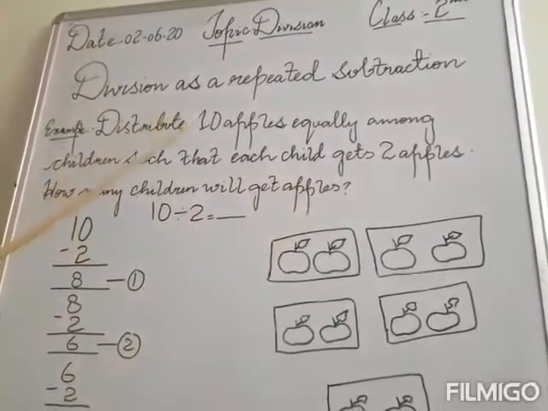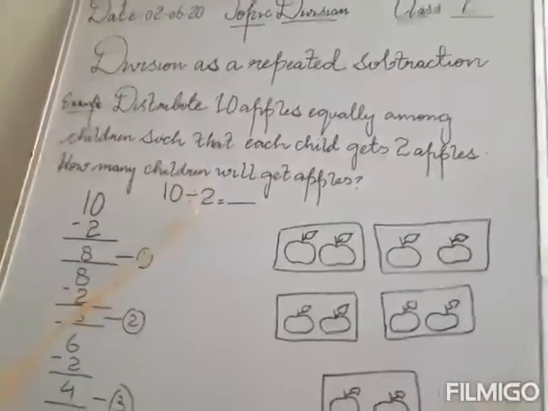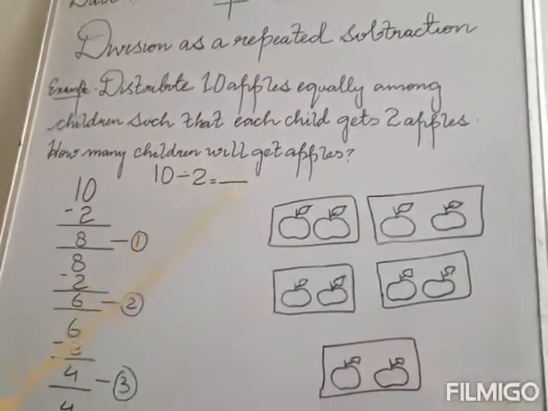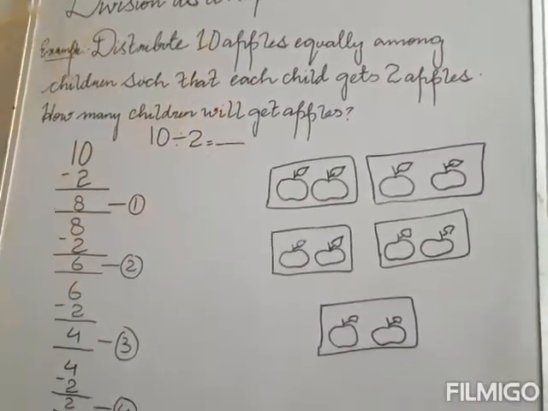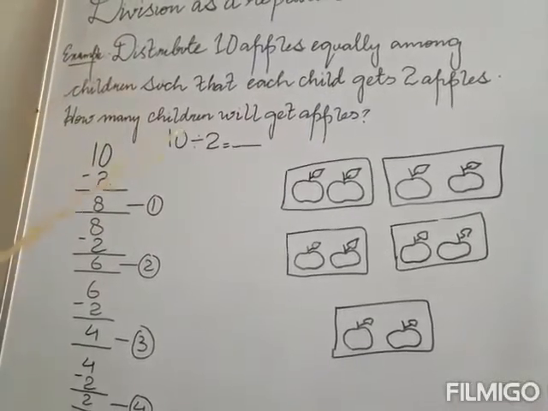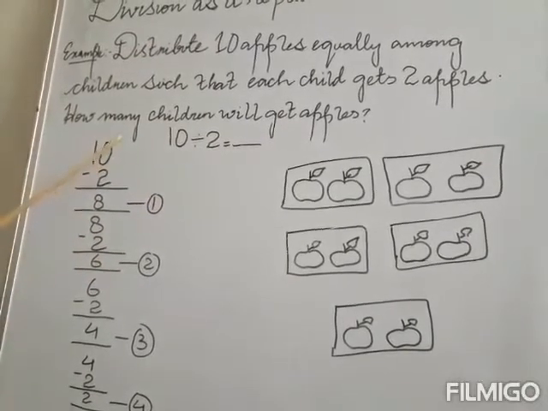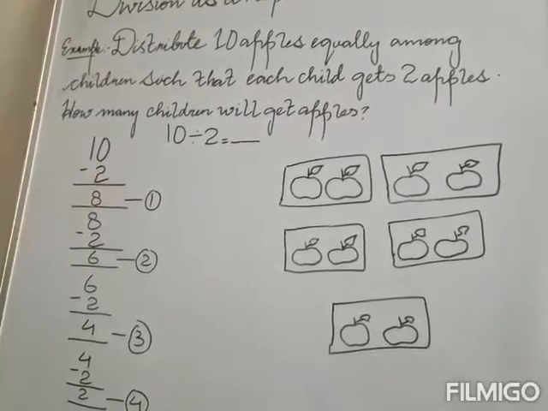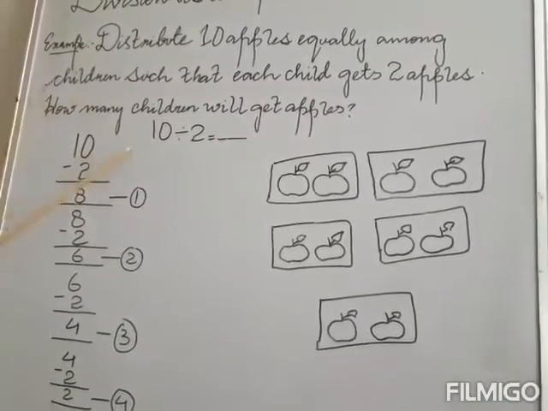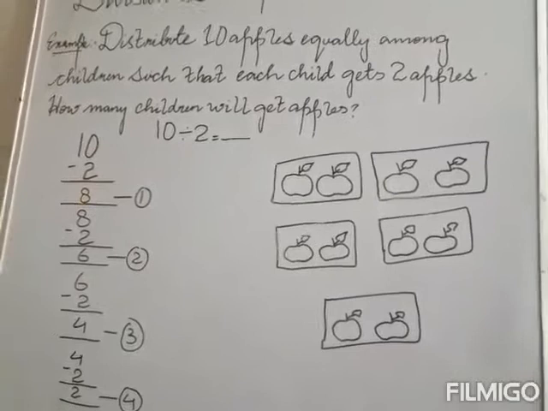How many apples are there in all? There are 10 apples and each child gets 2 apples. And what we have to find out? You have to find out how many children will get apples. Now look here. Our first step is from 10 apples you have to subtract 2 apples.